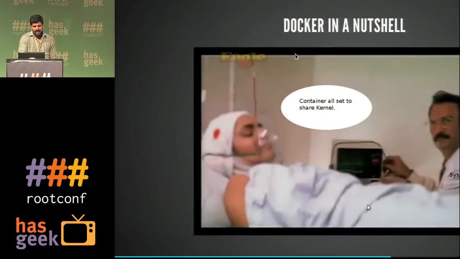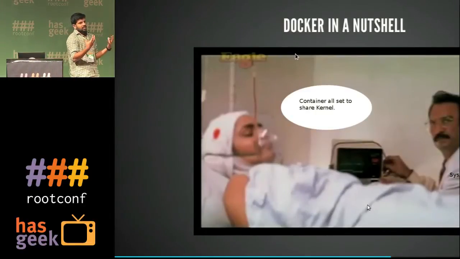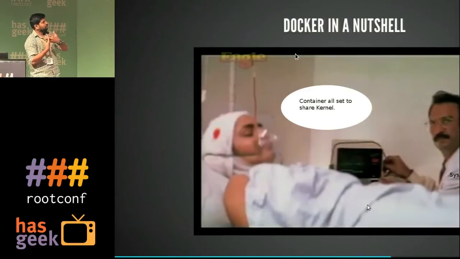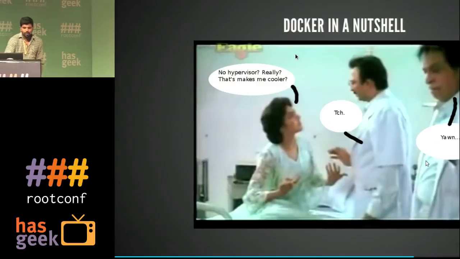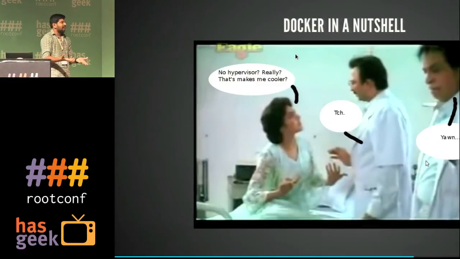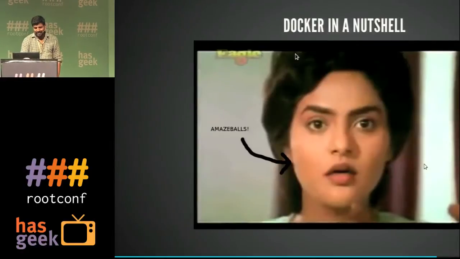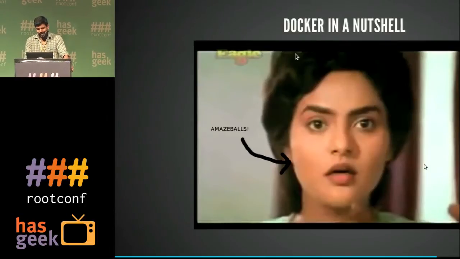So we are all set to create a container, which shares certain characteristics provided by the kernel. There's no hypervisor, and that makes it really fast. That's Docker in a nutshell. Just in case you want to know more about what Docker is, please Google for Mithun brain transplant, and you'll probably understand it.